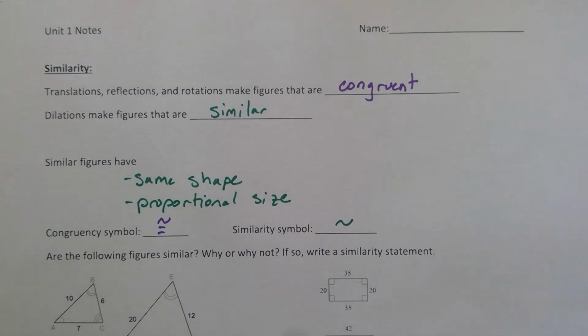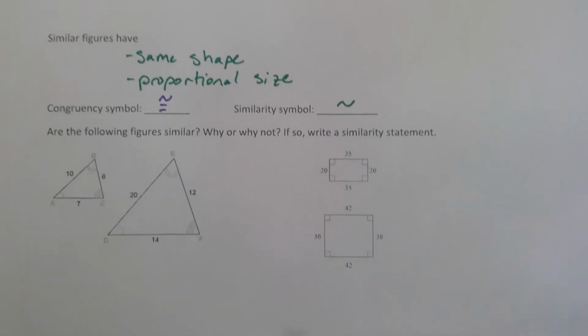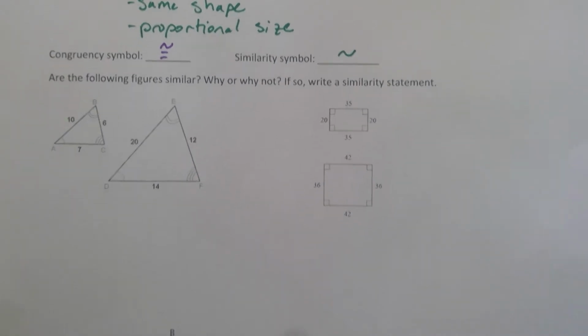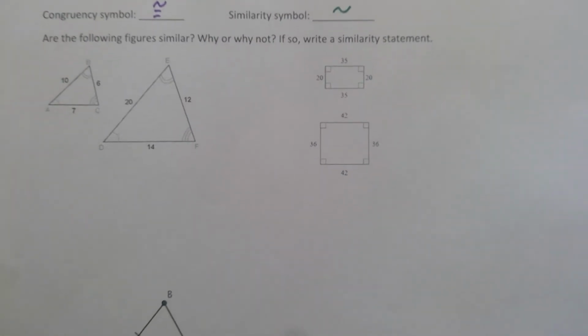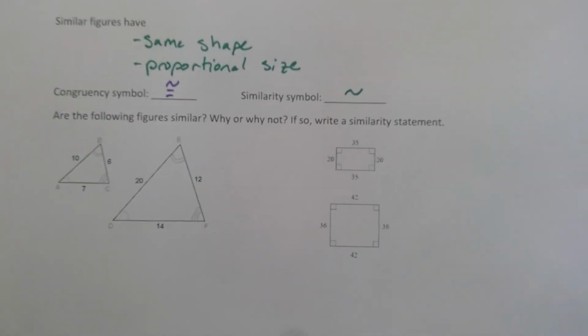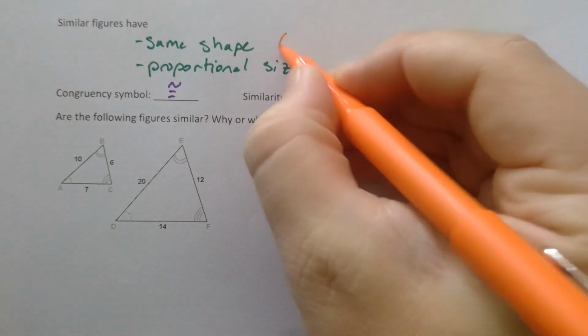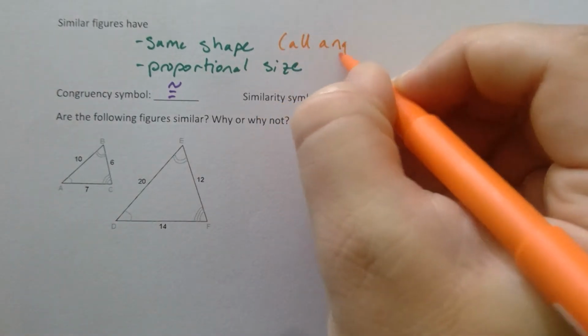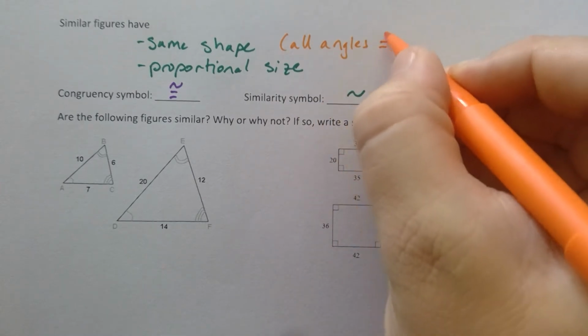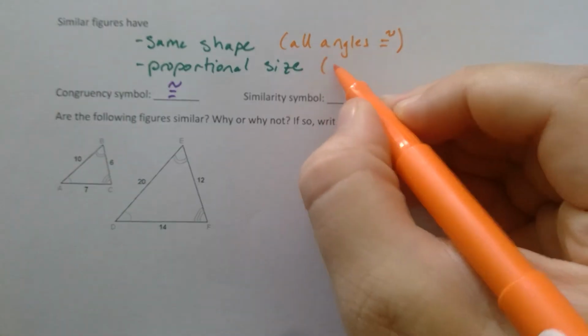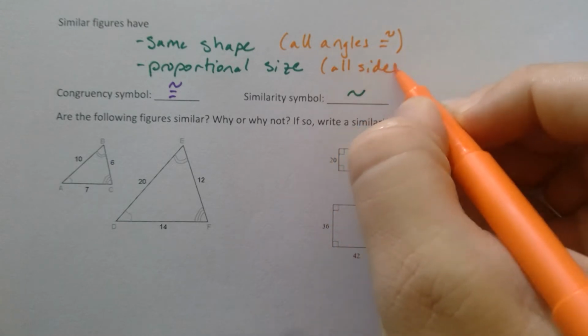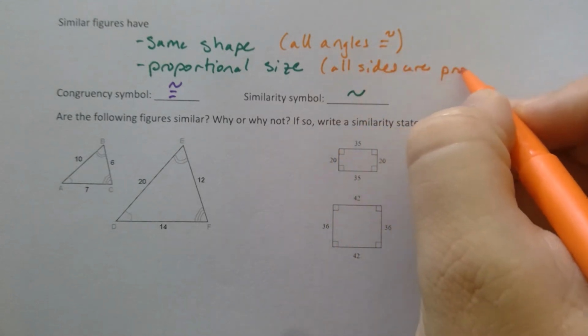Okay? So let's go ahead and take a look at some figures and figure out, are they similar? Why or why not? So first off, we need to think about our definition. Same shape, proportional size. That means that our angles are the same. I'll write that in there as well. So all angles are congruent, and then all sides are proportional.